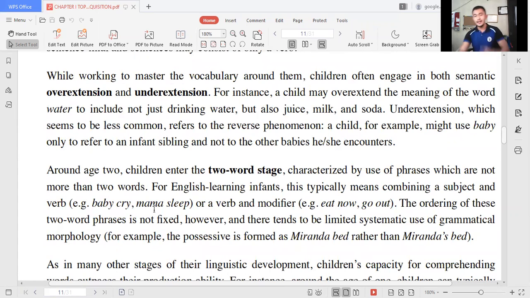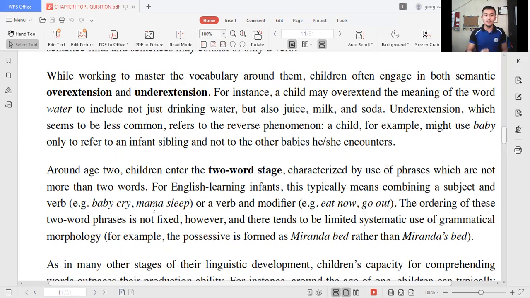Okay? And then around the age of 2, children enter the two-word stage. When we say they enter the two-word stage, it is characterized by use of phrases which are not more than 2 words. For English learning infants, this typically means combining a subject and verb. For example, baby cry, mama sleep. These are combinations of 2 words. Or a verb and modifier. Example, eat now, go out.